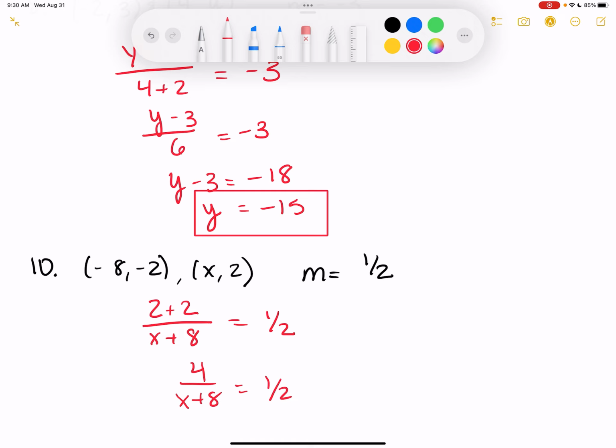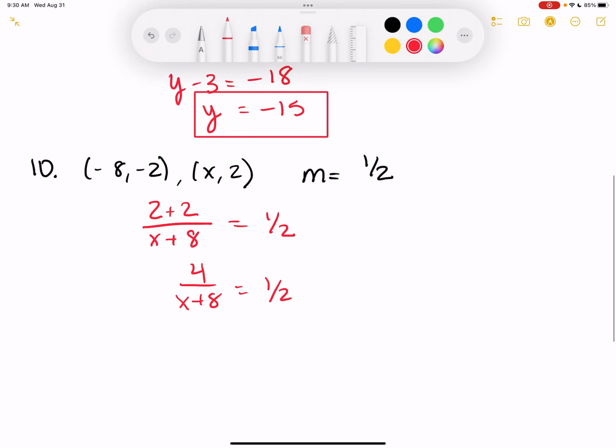Or multiply by. Well, I can do a couple things. I can either multiply the x plus 8 over to this side and then multiply by 2, or I could also just flip both fractions over. Let's do that. That's a lot easier.